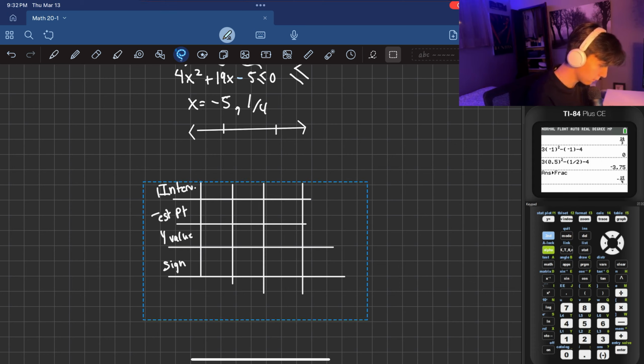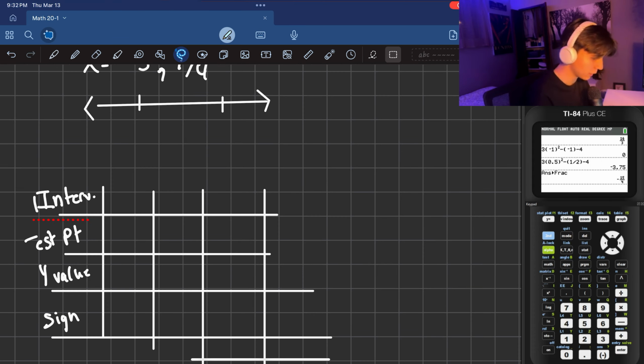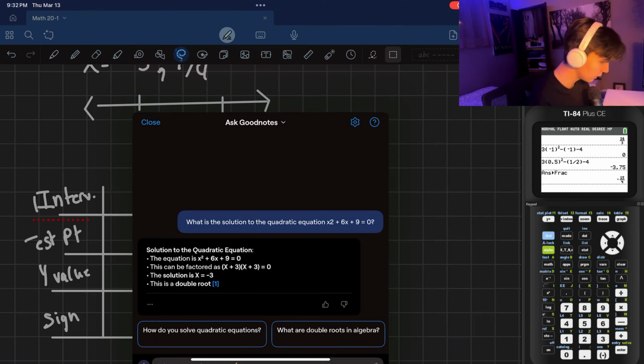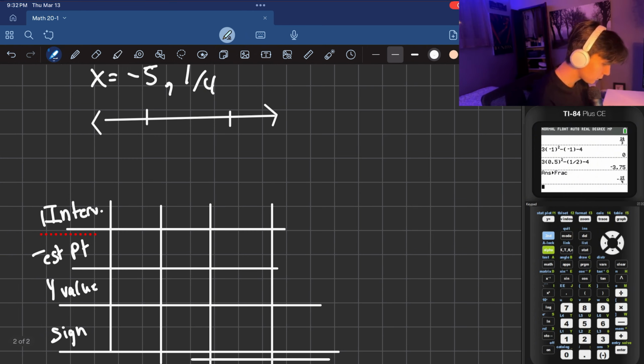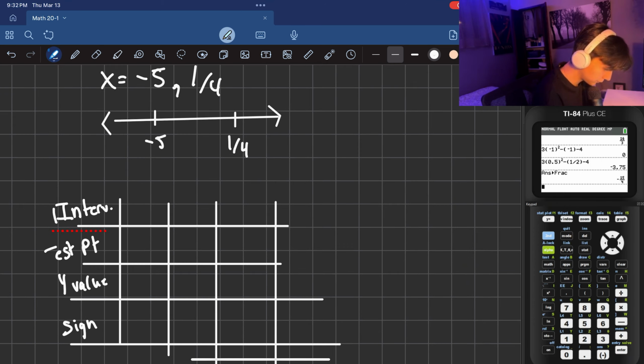And yeah, don't worry about making it all pretty and everything. It should be fine, realistically. Alright, so putting -5 on the left side and 1/4.